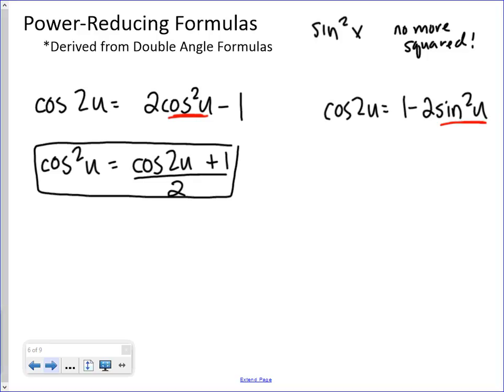Okay, for cosine squared. Over here we want to solve for sine squared, so we'll have a power reducing for sine squared. What will I have to do to solve for sine squared? Subtract the 1 and divide by negative 2, which is going to change the signs. The cosine 2u is going to be negative, the negative 1 is going to turn positive. So it's going to be sine squared u is equal to 1 minus cosine 2u all over 2.